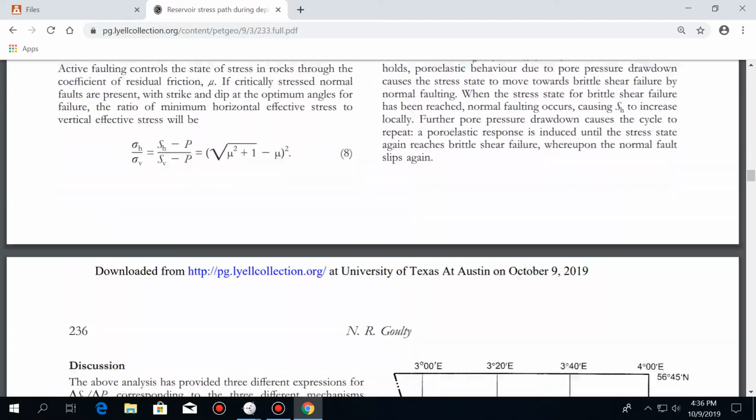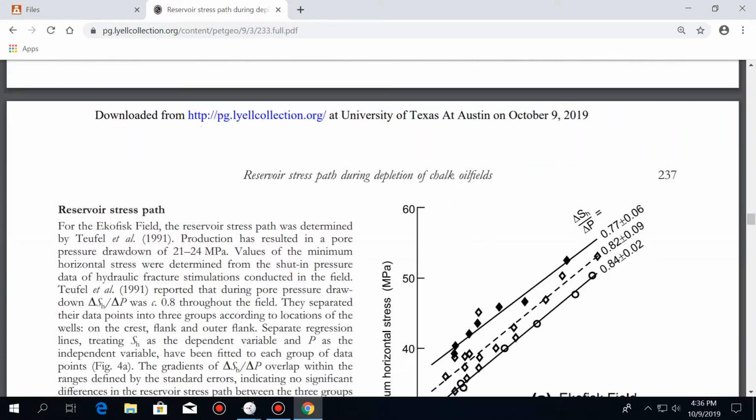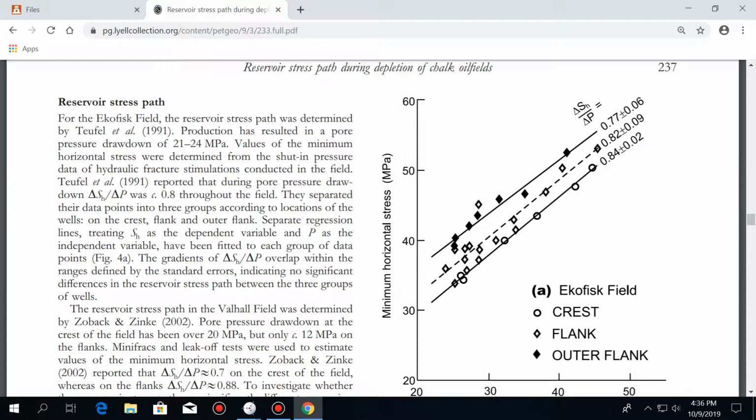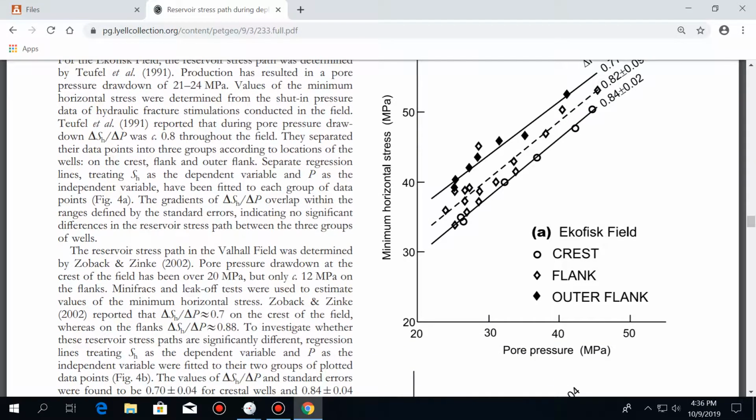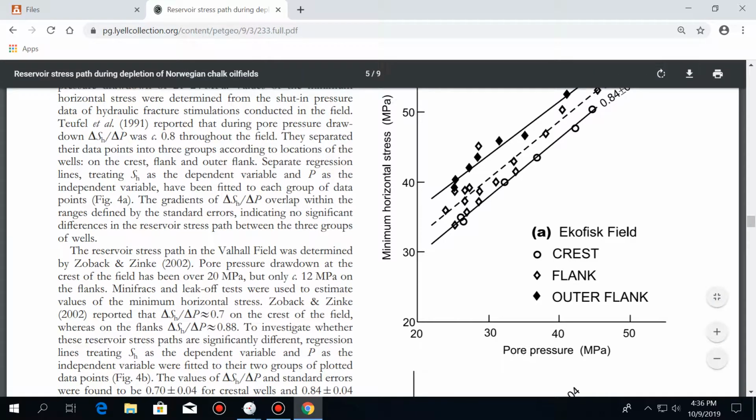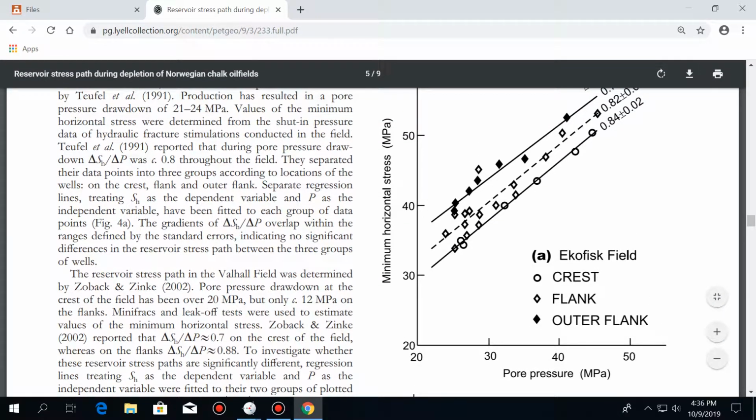And I'm going to show you an example here. This is actual data that as you lower the pore pressure in a reservoir, so depletion will go in this direction from high pore pressure to low pore pressure, the horizontal stress is going to decrease. And that's why we have to explain why.